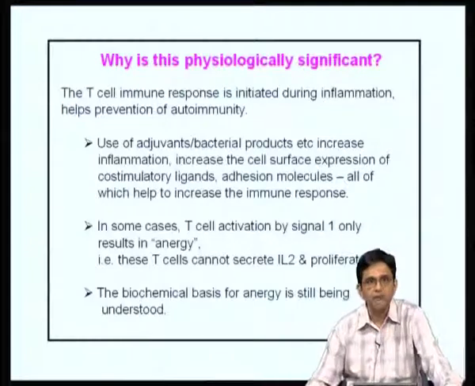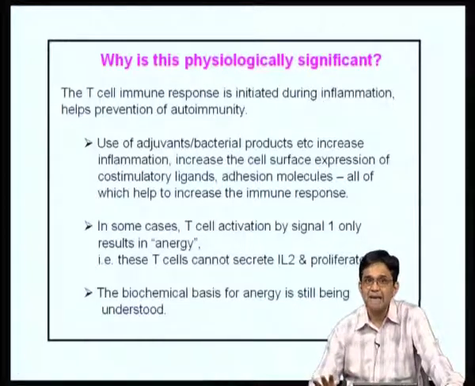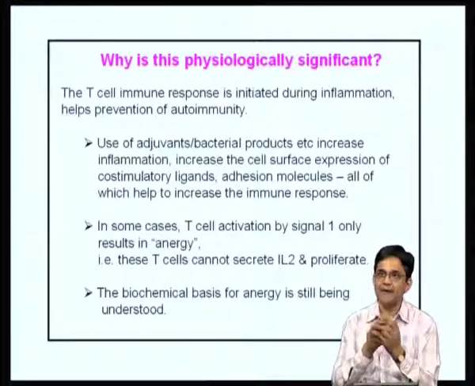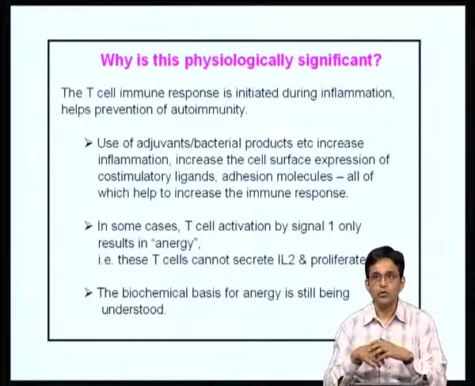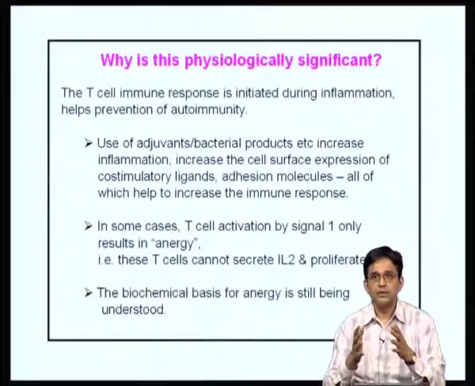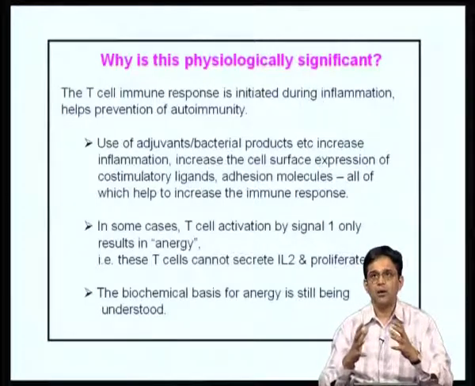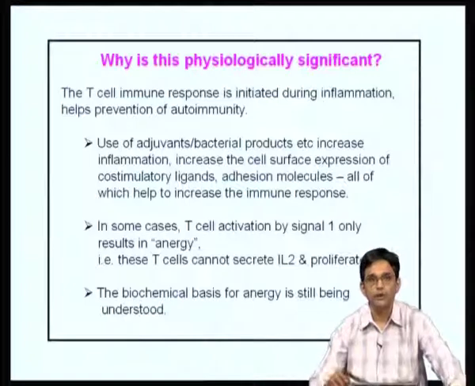Okay. So, why is this physiologically relevant? The T cell immune response is initiated during inflammation, and this helps prevent autoimmunity, because if the T cell saw every little thing and got activated, it might result in autoimmunity. This is not to say that autoimmunity does not exist in populations, but perhaps those numbers would be a lot higher if the co-stimulatory aspect was not required by T cells. You would have much higher numbers of autoimmunity.